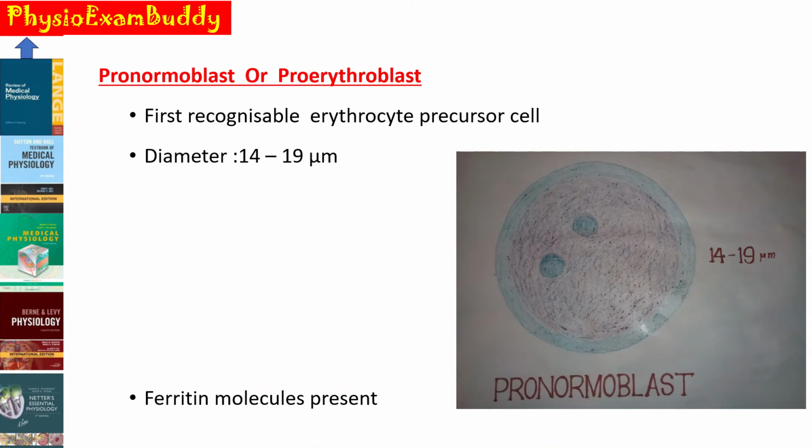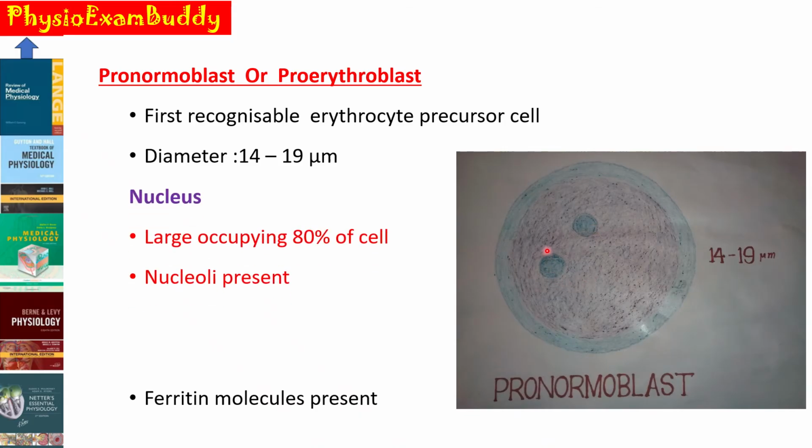This is the first recognizable erythrocyte precursor cell and it has a diameter of around 14 to 19 micrometer. Whenever you are drawing the erythropoiesis stages in your exam, this is the largest cell to be drawn, that is 14 to 19 micrometer. And as the stage progresses, the size should decrease.